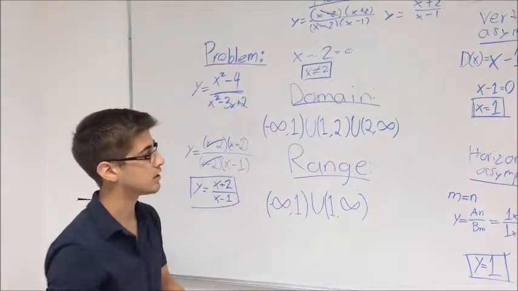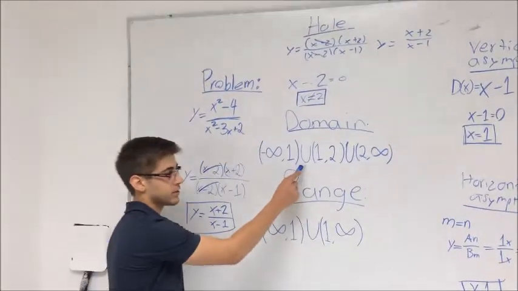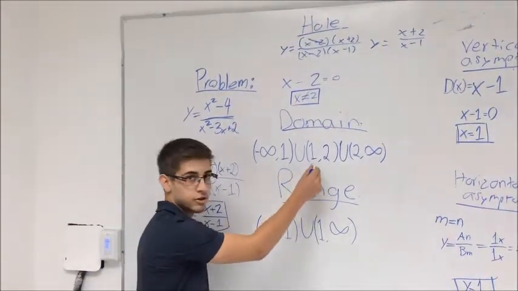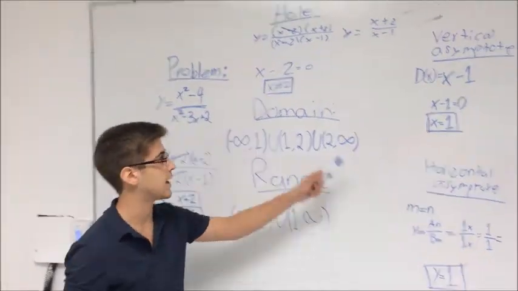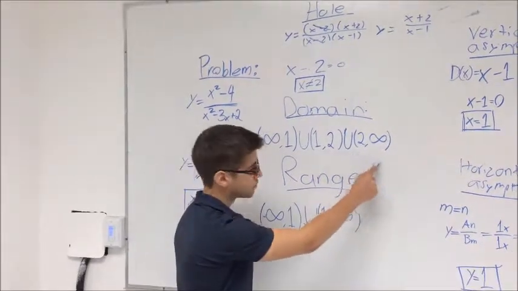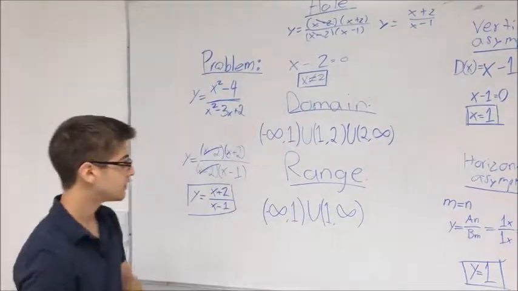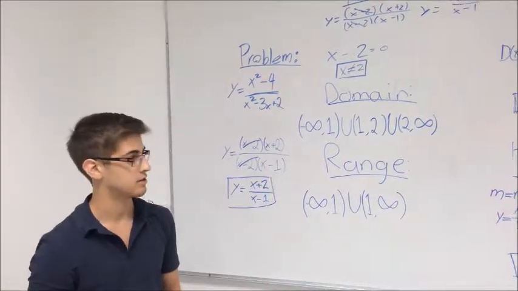That 1 is the horizontal asymptote. Then we take the union of 1 and 2. 1 and 2 can't be included because 1 is the vertical asymptote and 2 is a hole, so they can't be included. Then the union of 2 to infinity, that's the domain. Then the range is all the numbers that are not the horizontal asymptote.